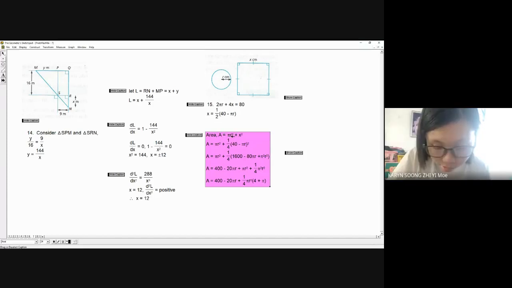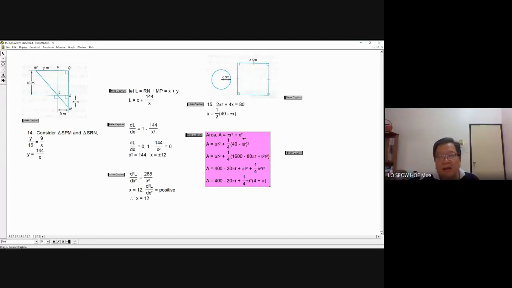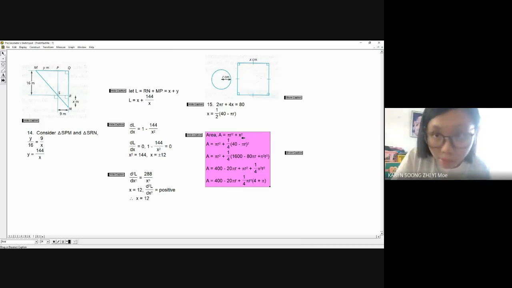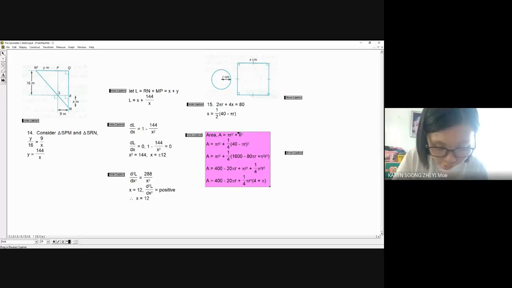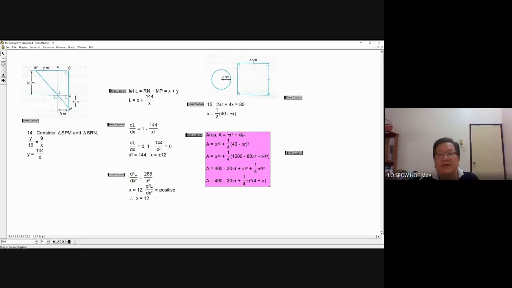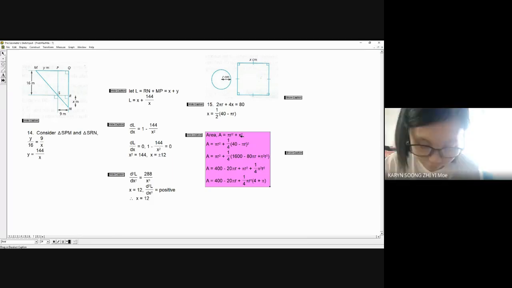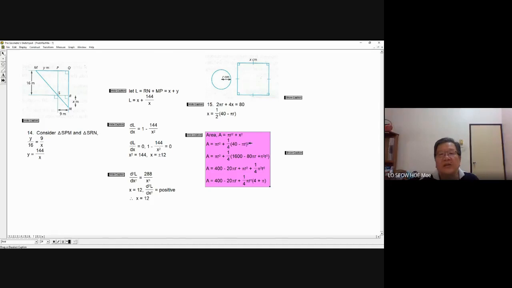However, this area is in terms of r and x. There's no way you can differentiate, right? So we change to a single variable. We have to eliminate the x because the final answer has only r. There's no x, so you get the hint from there. You make x the subject of the formula and eliminate the x. So to eliminate this x, I use this equation and substitute inside here. That means I replace the x with this, half of 40 minus 2 pi r.